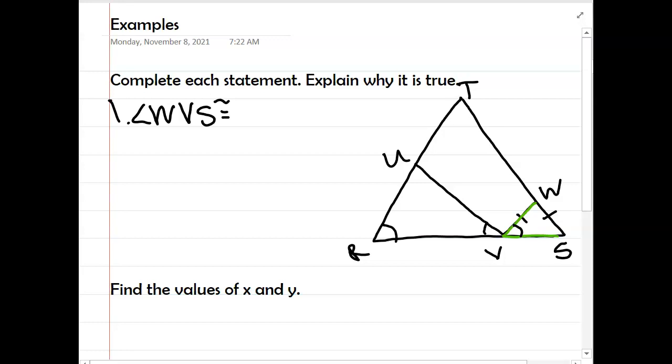I want to find an angle that's not marked. And I think in your homework, it does a better job of finding an angle that's not marked. But in this one, I want to see if I can find another angle other than these 2 that are marked that I know is congruent to WVS. Elijah?